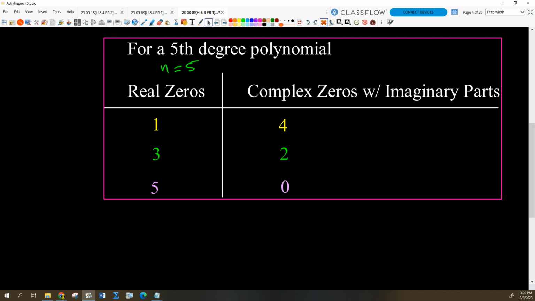Can somebody reconcile that with what we know? Now, how would you describe this polynomial if n is 5? It's an odd degree, isn't it? So how can we reconcile this table up here with what we know the end behavior is always going to be for an odd degree polynomial? What are the two possibilities for an odd degree? If it's a positive leading coefficient, we get this, don't we? That's positive odd, negative odd.